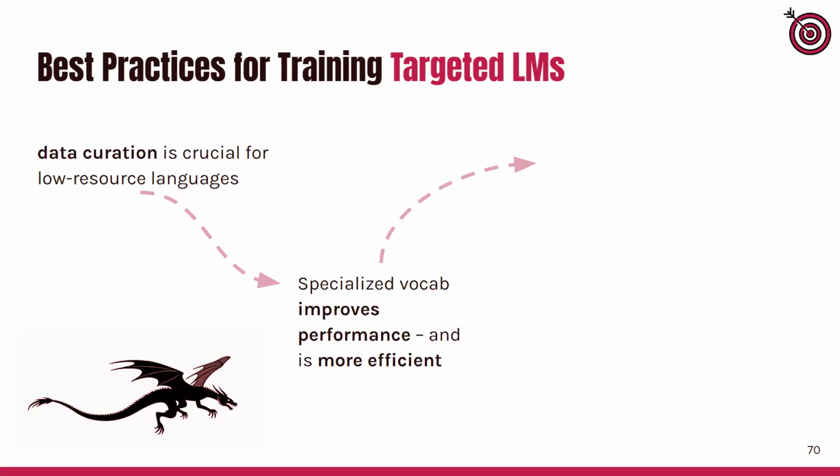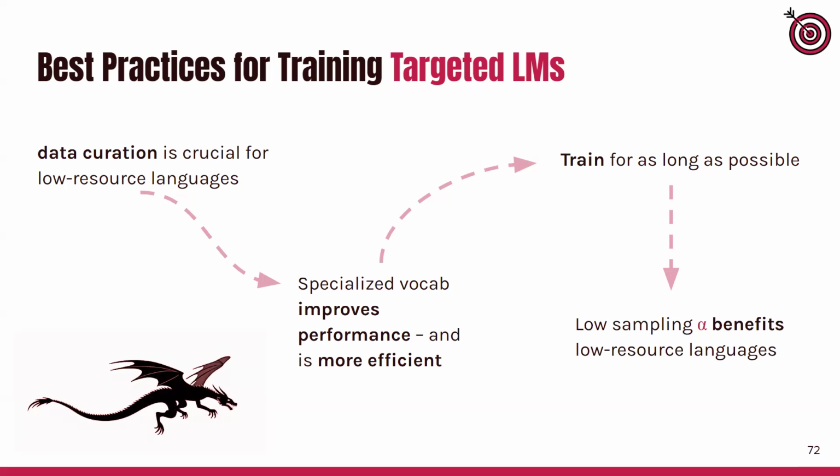We also find that specializing the vocabulary to that language family improves performance, but it also makes the model much more efficient because as you do vocabulary specialization, you can reduce the overall size of the model by having a smaller vocabulary. And this efficiency point is really important because one of the largest effects we find is that training the model for as long as possible on your new data setting is really helpful for improving performance. So by reducing the size of the model, you can train for longer in a given compute budget.